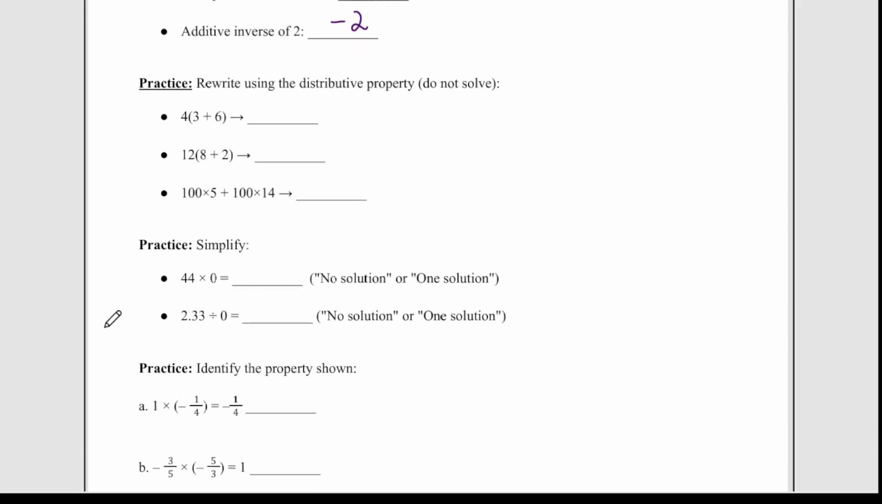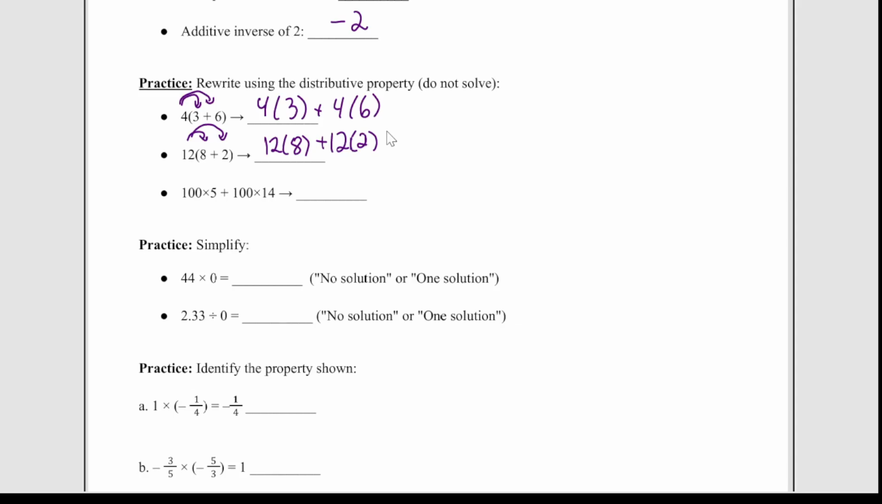We can also rewrite expressions using the distributive property. I would encourage you to pause your video and go ahead and try to rewrite these yourself. So to rewrite these with the distributive property, we're going to distribute multiplying by 4 to both of these numbers to get 4 times 3 plus 4 times 6. And I just will have rewritten that expression using the distributive property. Similarly, for the next one, we're going to do the same thing. That becomes 12 times 8 plus 12 times 2.